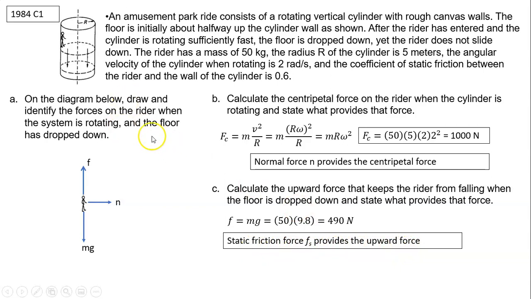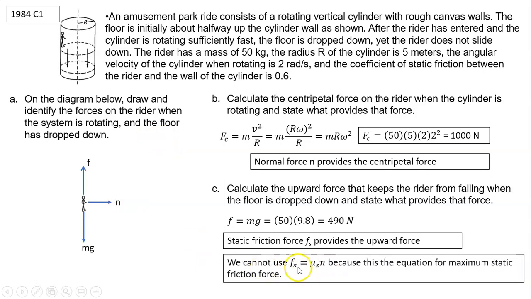So some of you probably say, well, if it's static friction, can I use the equation Fs equals mu times N? You cannot, because for this equation, what we're given, 0.6, is the maximum static friction. Remember, static friction can change. So at this point, you have 490. If you go faster, static friction can be a little bit bigger. So it can change. You cannot use this equation because this equation gives you the maximum static friction.